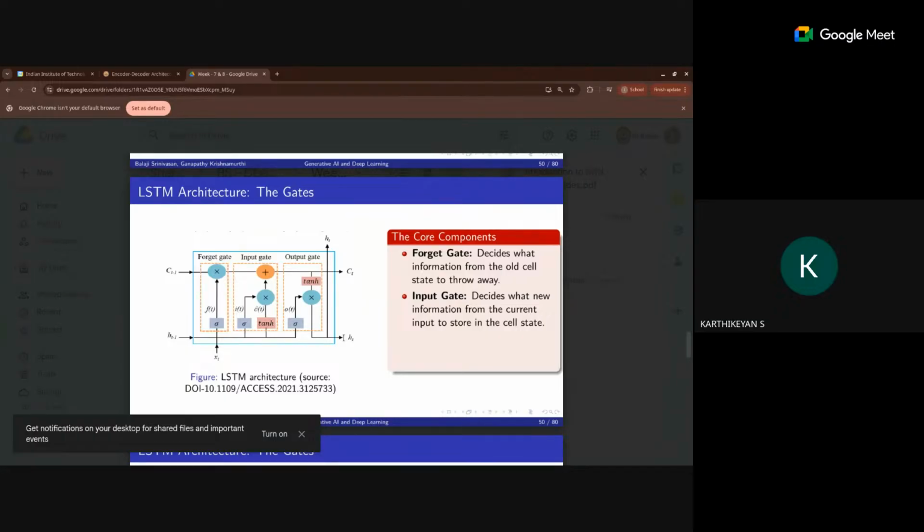For the long term, I forget first, based on my current input. And as you can see, this gate kind of controls how much of the long-term memory I should pass to the next short-term memory. Yes, that is also happening. Now I need to remember something from the past, so it's kind of deciding that.